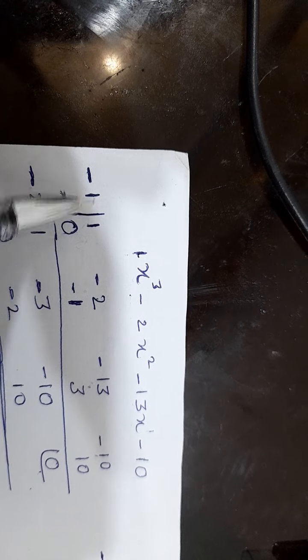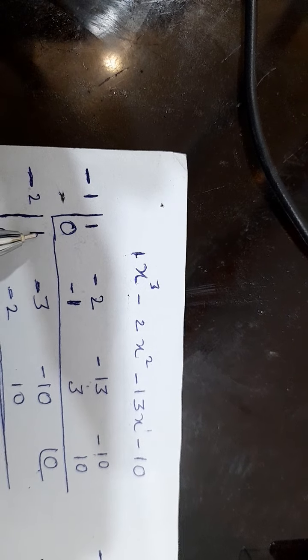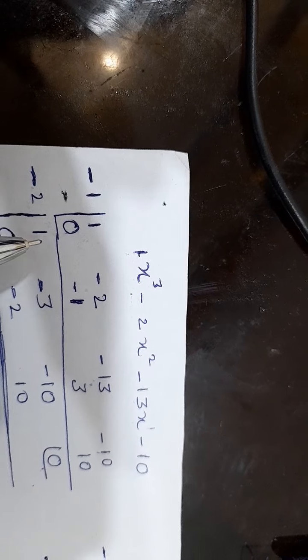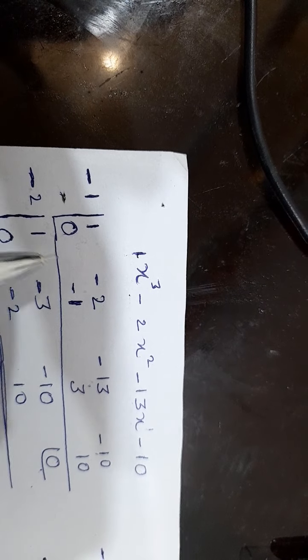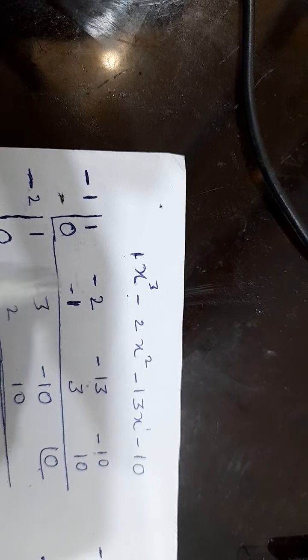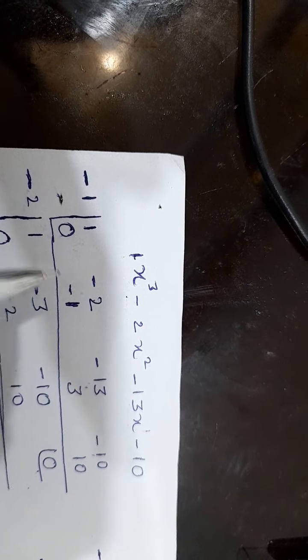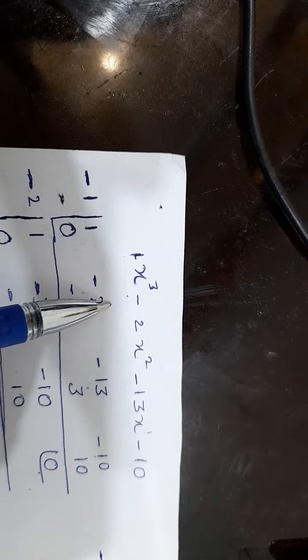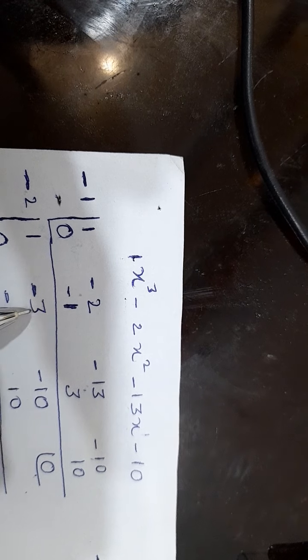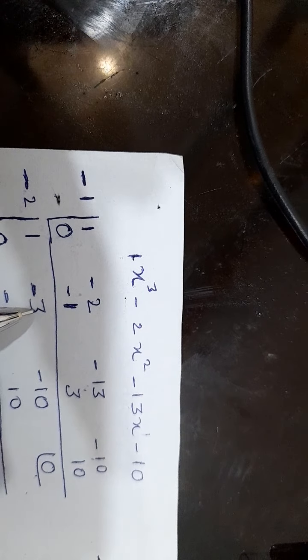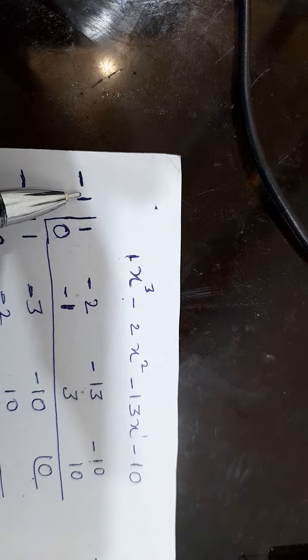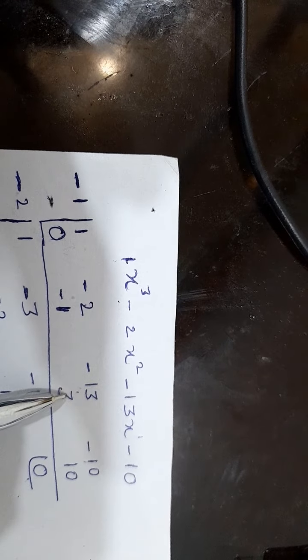Multiply diagonally. 1 into minus 1, so minus 1. Whatever number you got, that same number you have to dump here. So 1 into minus 1 is minus 1, so minus 1 I have dumped here. Now again vertically add minus 2, minus 1, that is minus 3. Add vertically, diagonally multiply. Minus 3 into minus 1, that is plus 3. So that 3 I have taken here.